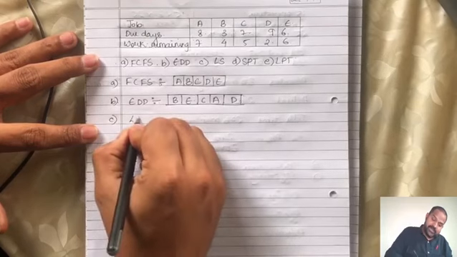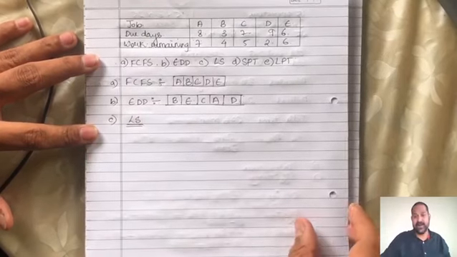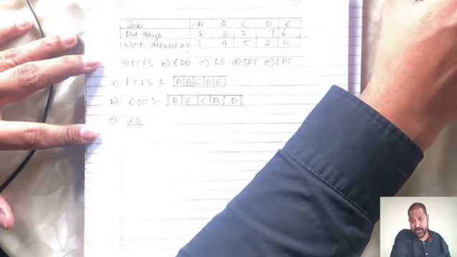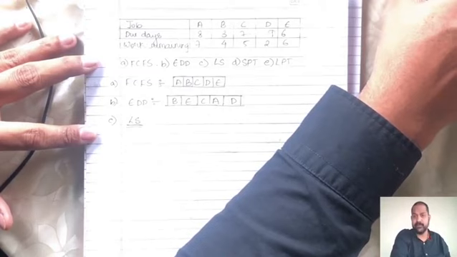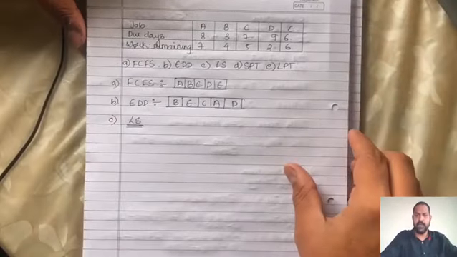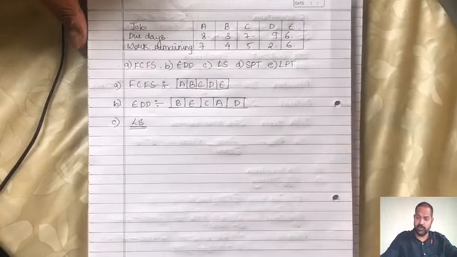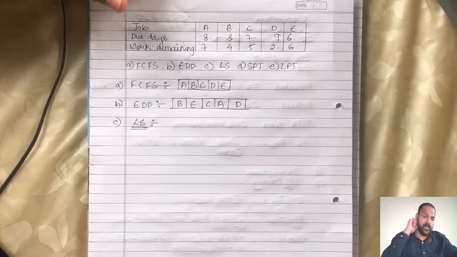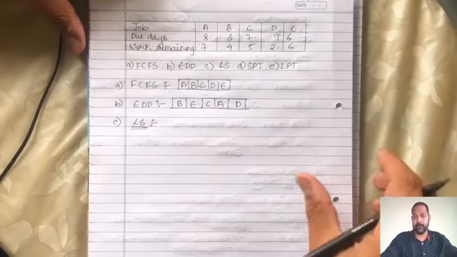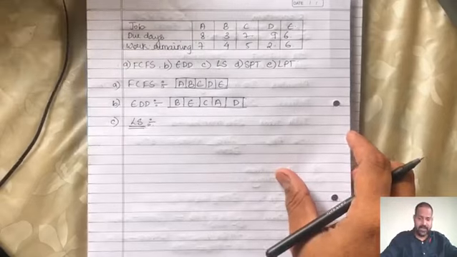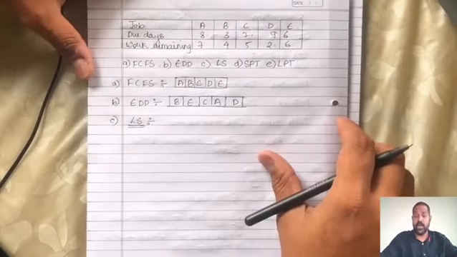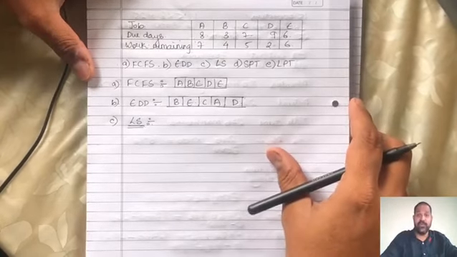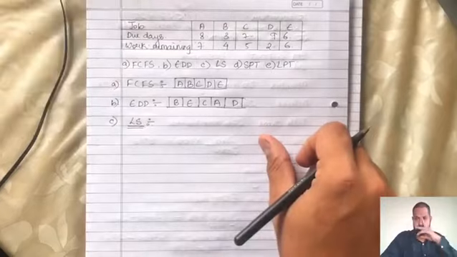Let's come to C. What is C? C is something called least slack. Now, before I begin with least slack, let me first tell you what least slack means. You must have heard this saying, stop slacking around. What do you mean by stop slacking around? Stop slacking means stop wasting time. So basically, with least slack, we are going to find out how much time we can afford to waste.